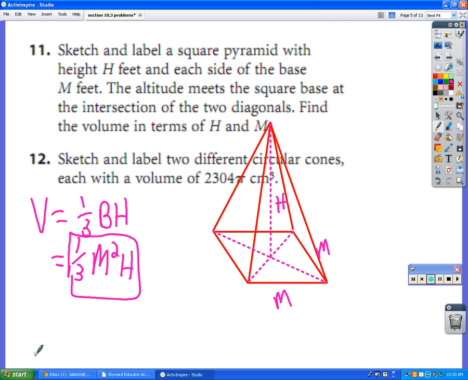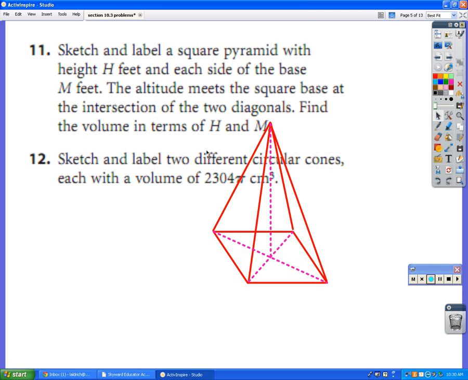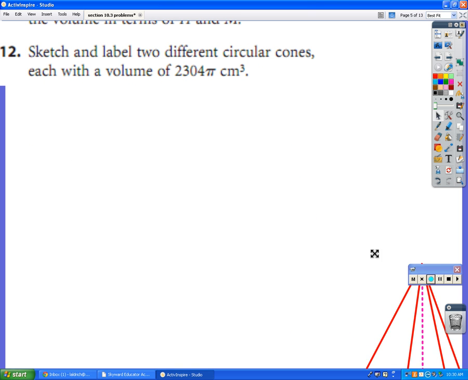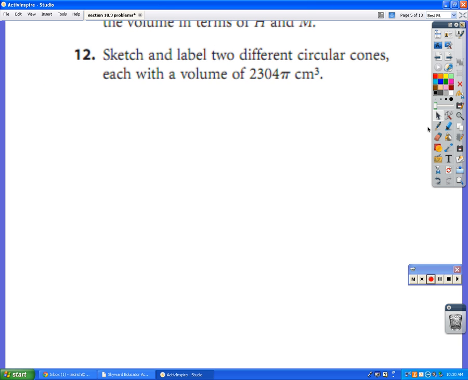Okay, that's that. All right, and then you need 12. Sketch and label 2 different circular cones, each with a volume of 2,304 pi. Can I get rid of this stuff? You guys have that okay? Thumbs up. All right, so sketch and label 2 different circular cones, each with the volume of that.